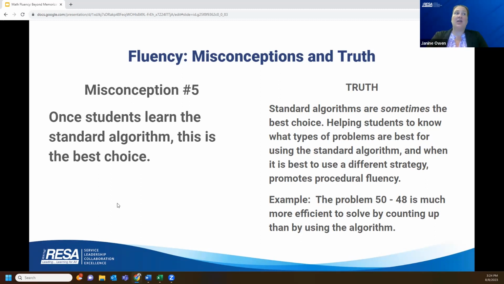And so helping students to know what types of problems are best for using the standard algorithm, and when it is best to use a different strategy, promotes procedural fluency. An example would be a problem like 50 minus 48. I'm sure some of you might have seen some of your students do that. If they have a problem like that, they'll still write it down in the traditional way and try to solve it. And then they might struggle with having to borrow, when really all they had to do was count up 2 to see the difference.